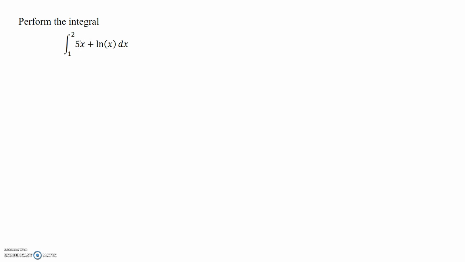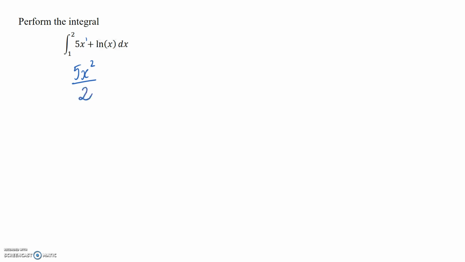So fairly easy for this 5x, it's just going to be the regular integration rule with the polynomials, where you add 1 to the power and divide by the new power. So this is going to become 5, add 1 to the power, so it's already x to the 1, adding 1 would give it 2, and dividing by that new power, so divide by 2.